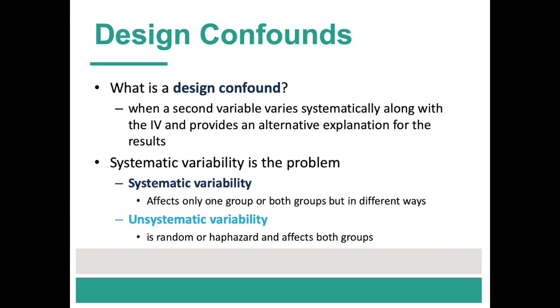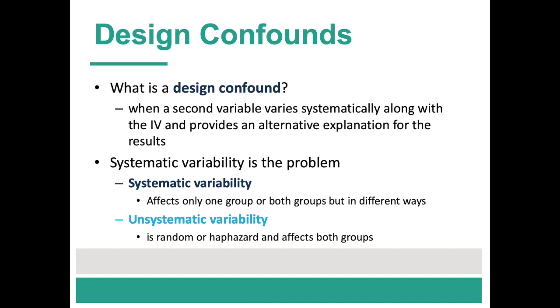So you have a design confound anytime you can say, well, maybe it wasn't the medium and large bowl, maybe it was something else in there. Maybe the large bowl made pasta look really gross, and the medium bowl didn't, or vice versa. Systematic variability is what the problem is when you have a design confound. So systematic variability affects only one group, or it may affect both groups, but in different ways. So it may affect one group negatively, another group positively.